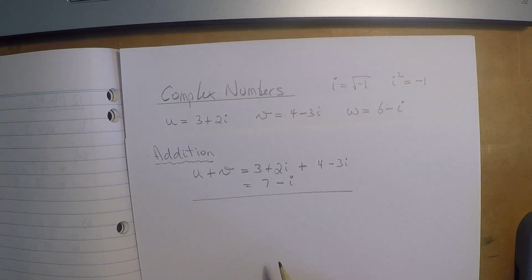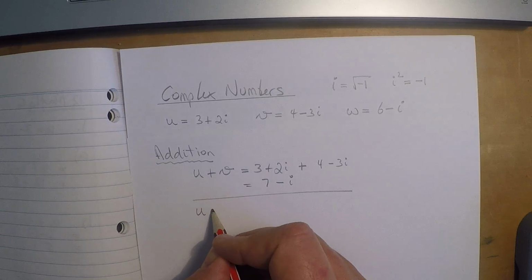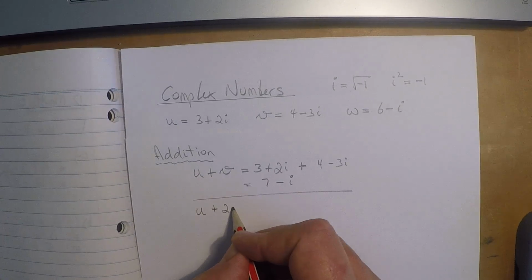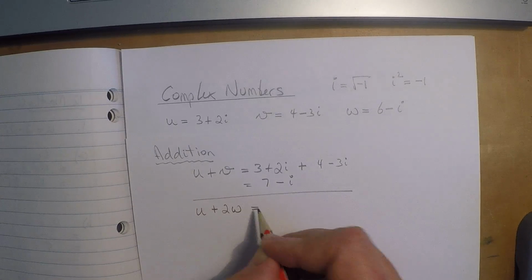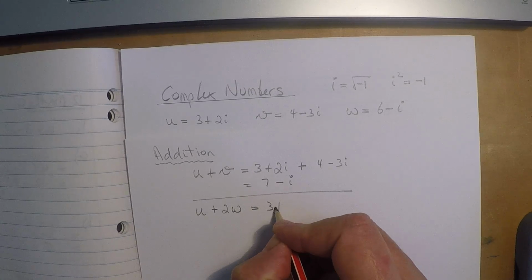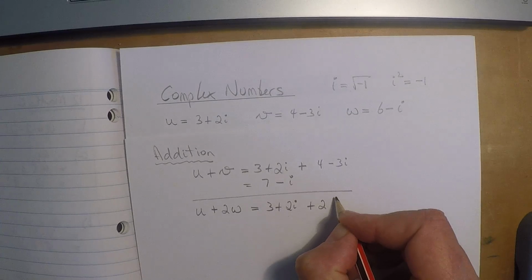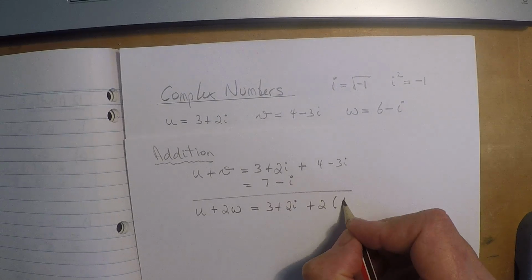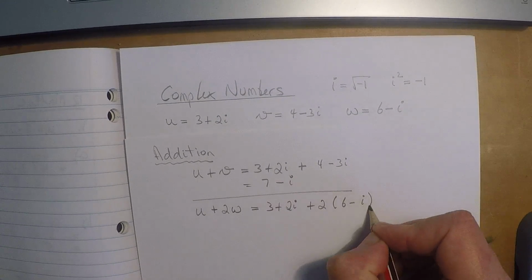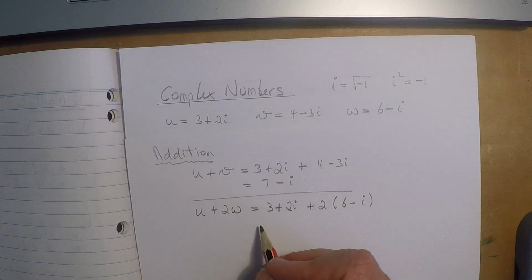Sometimes we add multiples of complex numbers to each other. For instance, u plus 2w. u is 3 plus 2i plus 2 times w, where w is 6 minus i. Remember to use brackets so that the number 2 multiplies both parts.